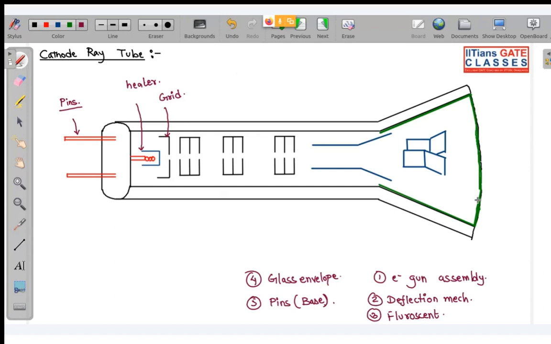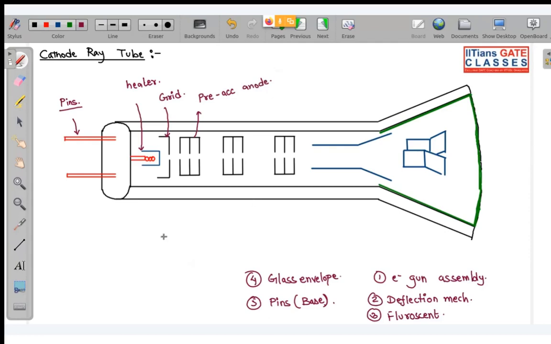Fine. Now you might ask, what is this, sir? These also serve as a grid, but they have different purposes. What is that? This one is your pre-accelerating anode. Now what is this pre-accelerating anode?